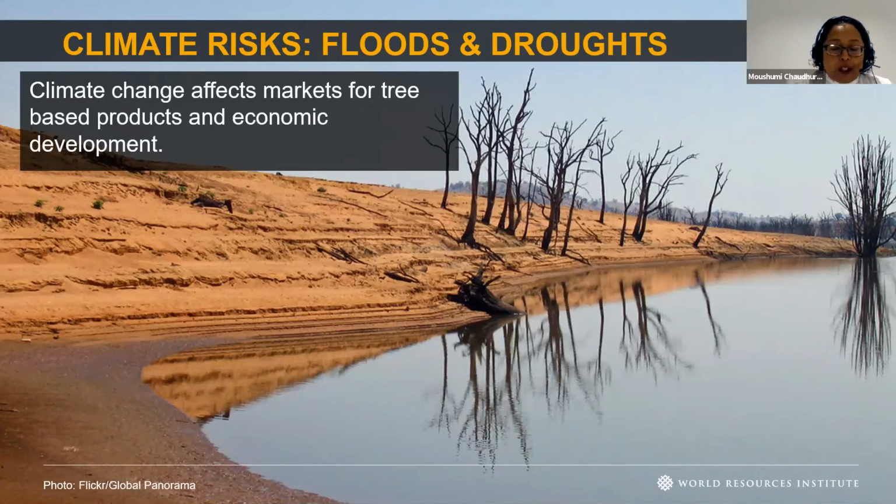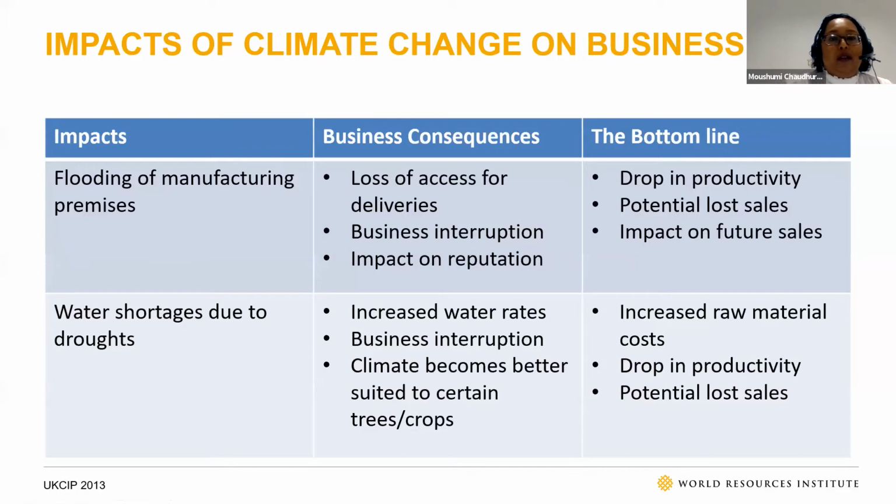In order to manage climate risks, what we need to do is adapt to climate change, which means we need to take measures to reduce the vulnerability of natural and human systems against the actual climate change effects. In my next slide, I have a summary of a range of impacts or business consequences in terms of how these impacts of flooding and droughts affect business.